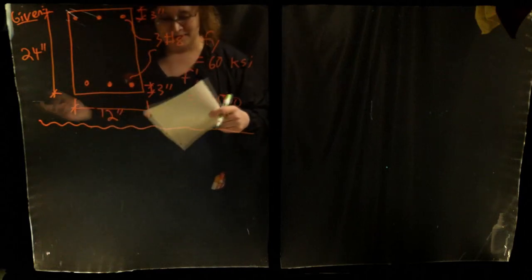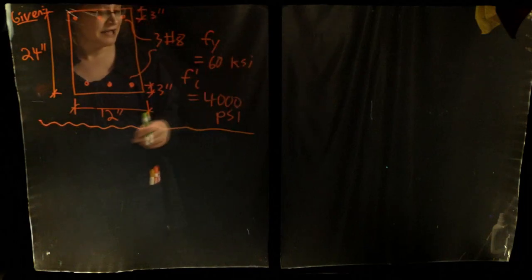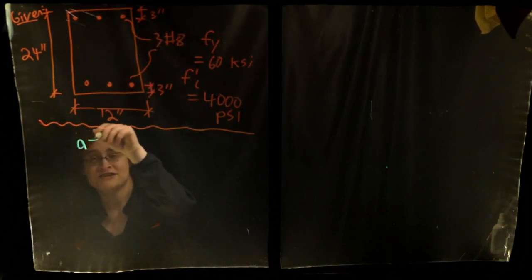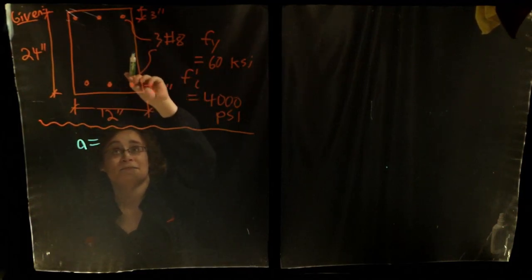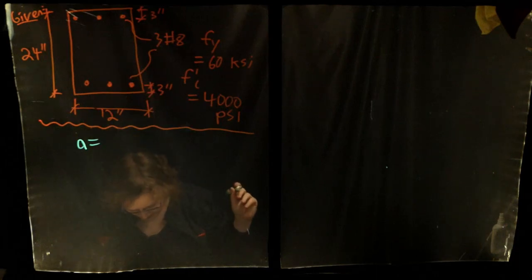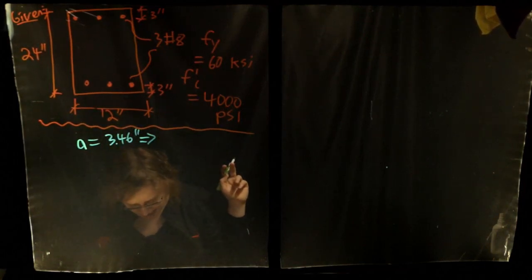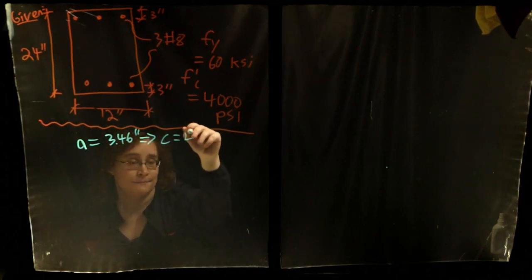In order to iterate, we have to have some starting point. For lack of a better guess, I'm just going to start where we left off last time with the pure tension reinforcement. In other words, previously, when we calculated the moment capacity of the beam not considering the compression reinforcement, we found a Whitney stress block depth of 3.46 inches, which corresponded to a neutral axis depth C equal to 4.08 inches.